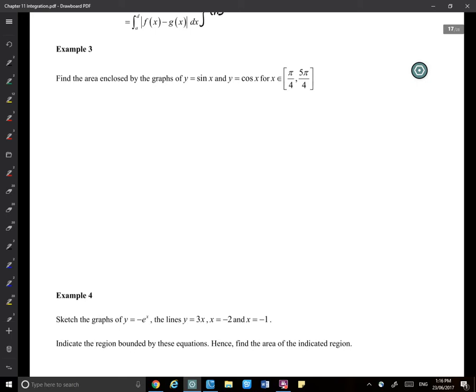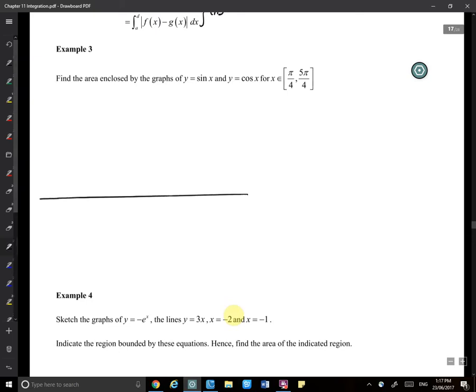If not, let's sketch this together. It is two graphs, sine x and cosine x. So I'll just draw this within one period. Two periods is too large. Just between 0 and 2 pi to sketch this.